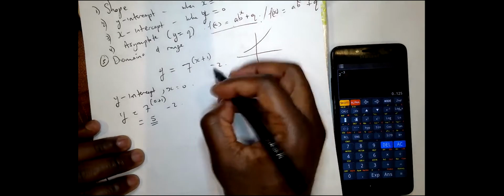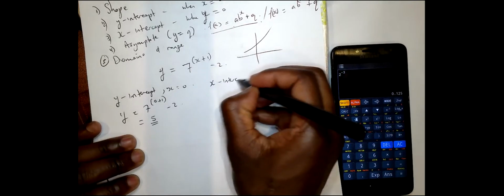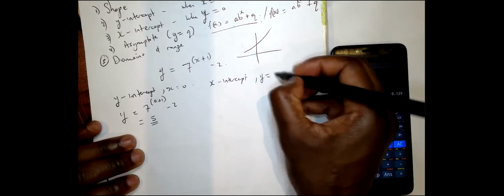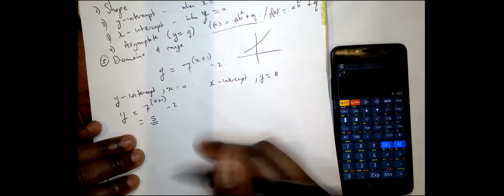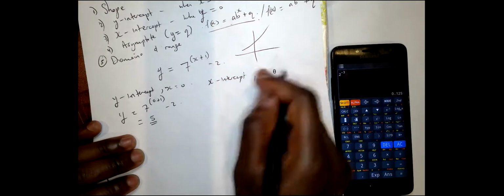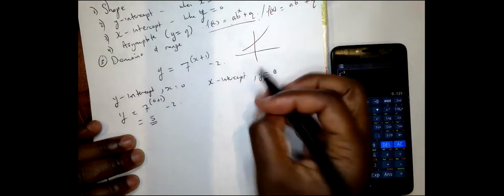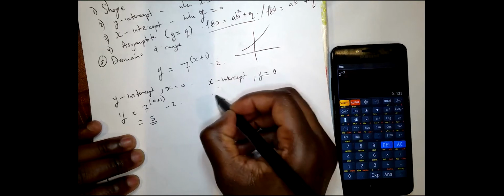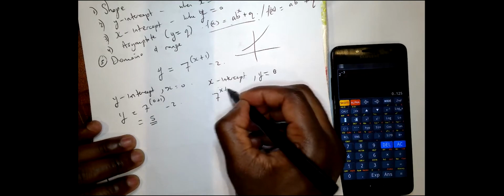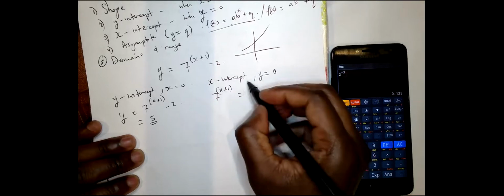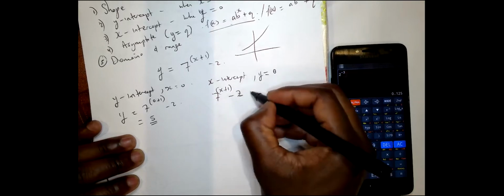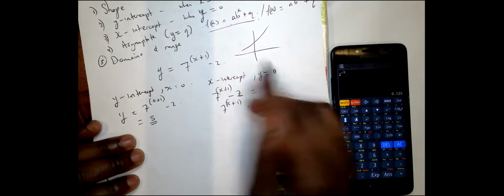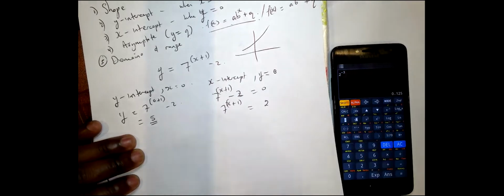And let's see the x-intercept. So that's what you must do. When you are asked to sketch a graph, these are the critical components that you must always find. First, find your y-intercept, your x-intercept, all those things. Now here, when y is equal to 0, 7 to the power x plus 1 minus 2 is equal to 0. So 7 to the power x plus 1 is equal to 2, like that.